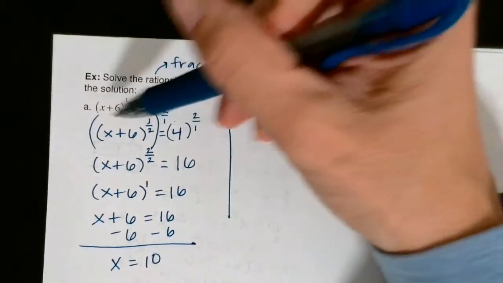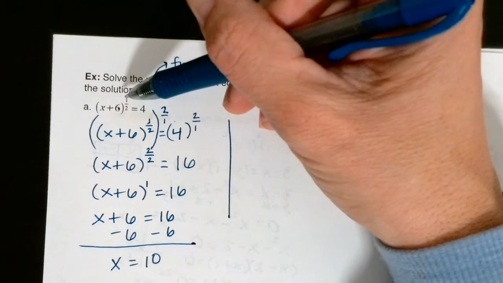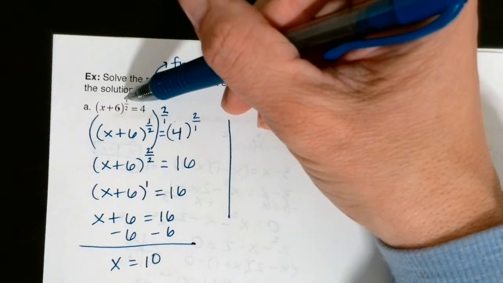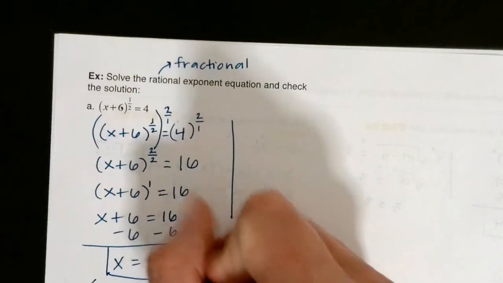Look at, watch this. What's 10 plus 6? 16. And 16 to the 1/2 power. Remember, 1/2 power is square root. Square root of 16 is 4. So the check works. So we get x equals 10.